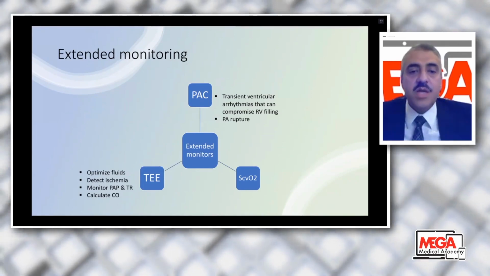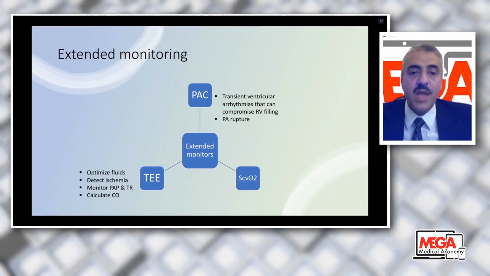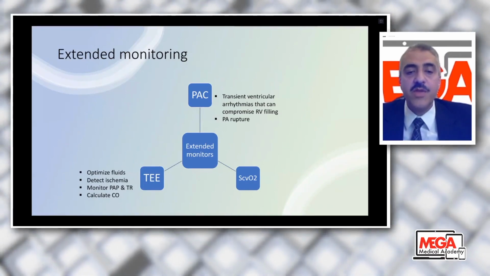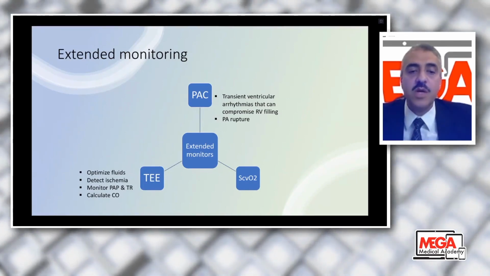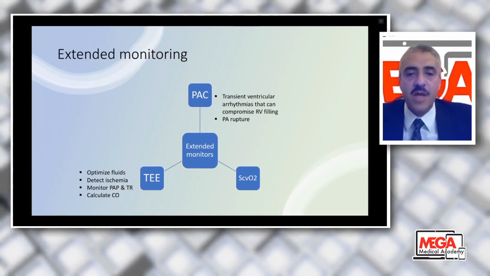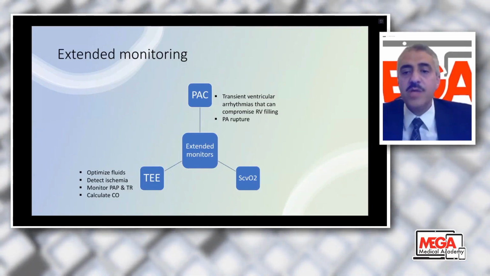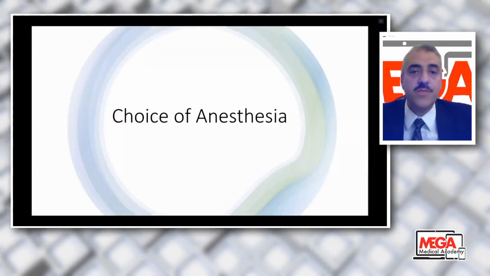We can also use the TEE, which optimizes fluid use, detects ischemia, and monitors pulmonary artery pressure and tricuspid regurgitation, and also helps in the management of the patient intraoperatively. Also, we can use the central venous oxygen saturation.